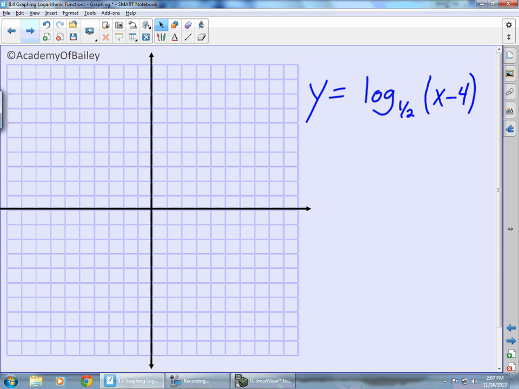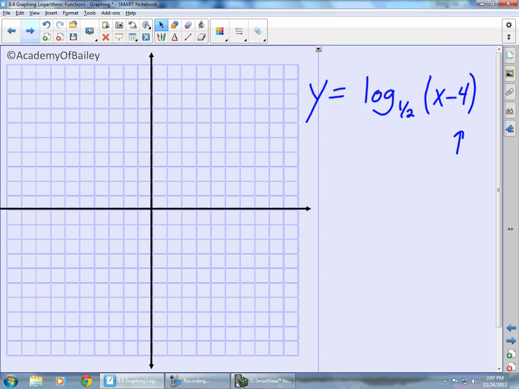y equals log base 1/2 of x minus 4. We know that it's going to go down into the right because the base is between 0 and 1. All the other ones we've dealt with have gone up into the right. And x equals 4 is going to be the vertical asymptote. Before I put the vertical asymptote on there, I don't want to cause any confusion like I did in the last example. So we're not going to put it on there at the moment. We're going to wait and determine what our scale is before we do that.